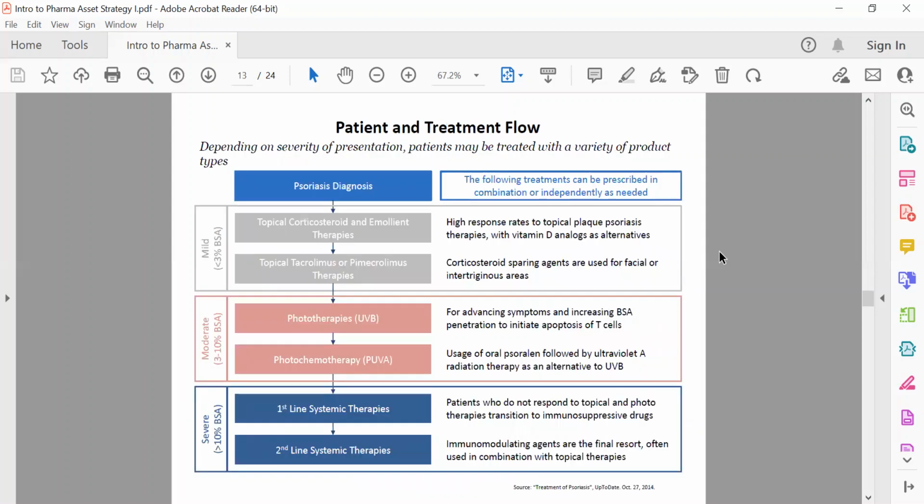Another way to put this information together is patient and treatment flow by severity of disease. So this goes a little bit deeper into the diagnosis and how that's differentiated between mild, moderate, and severe. And what are the treatment prescriptions or combinations or annotations associated with treatment flow.